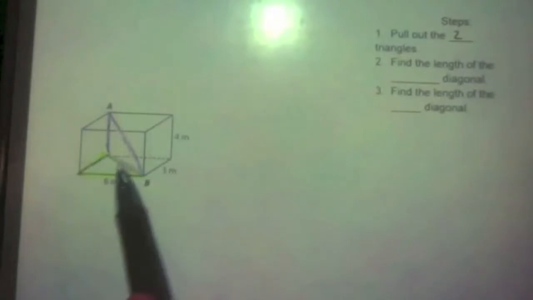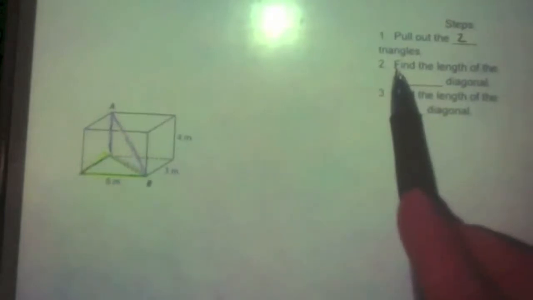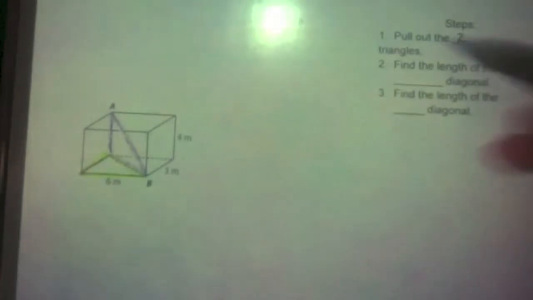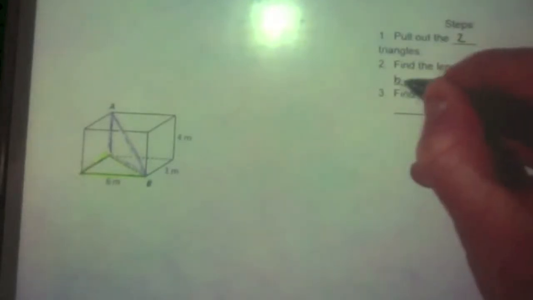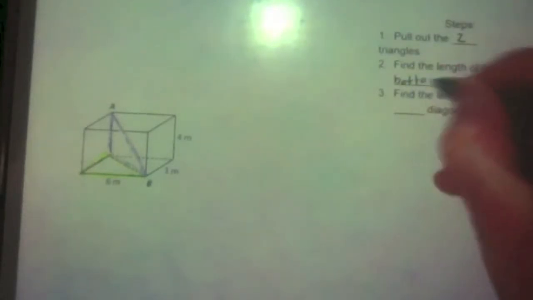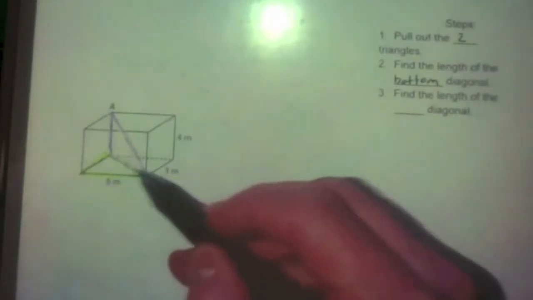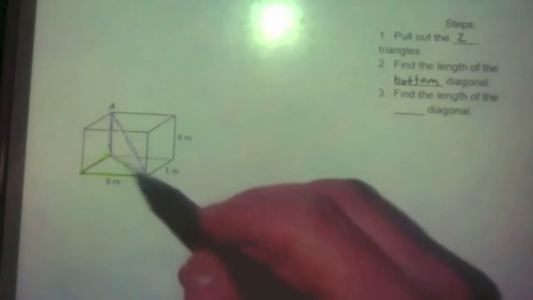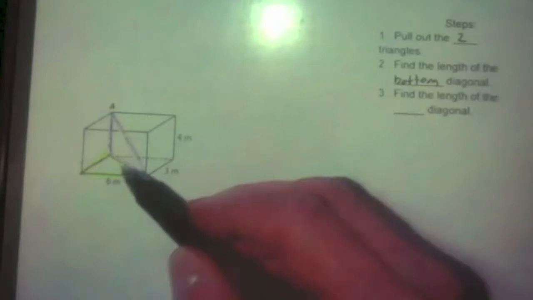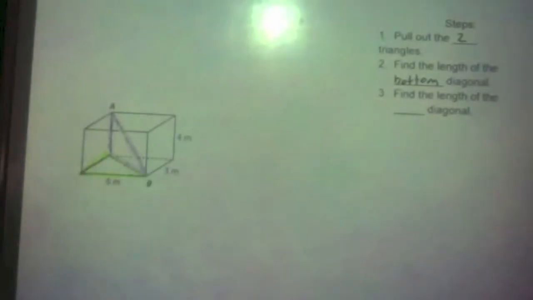All right. Step number two, we're going to do the first Pythagorean theorem to the first triangle, and we're going to find the length of the bottom diagonal. In the bottom diagonal, what I mean is this diagonal right here, going across the bottom of the box. We need to know what this length is, and we're going to use the Pythagorean theorem to do that.